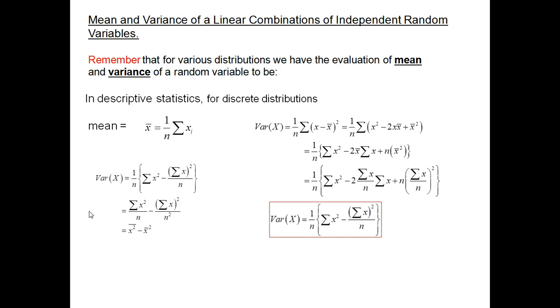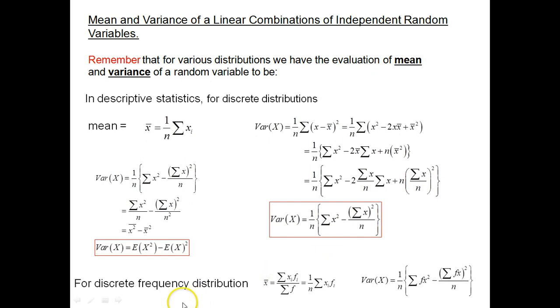Another way of working that out, if we take the n into the bracket: the sum of x squared divided by n is the mean of x squared, and then minus the mean of x all squared. Instead of writing the mean of x squared, we can write the expected value of x squared, so the expected value of x squared minus the expected value of x all squared is the variance. So that's another way of working out the variance.